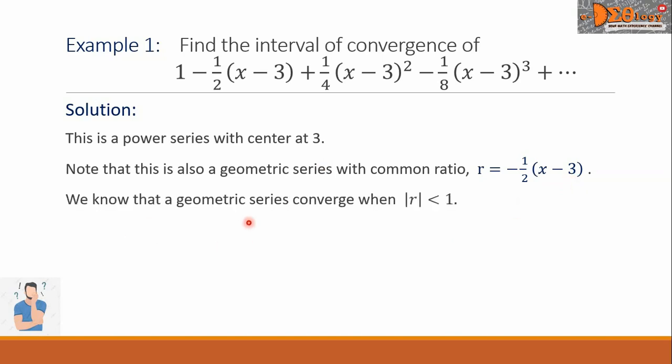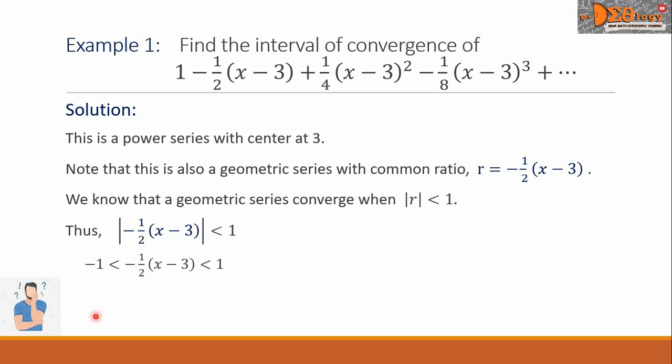We know that a geometric series converges when the absolute value of r is less than 1. Thus, we're going to copy this value of r in here, and then let us represent this in terms of double inequality. And it will be like this. So the common ratio is between negative 1 and positive 1.